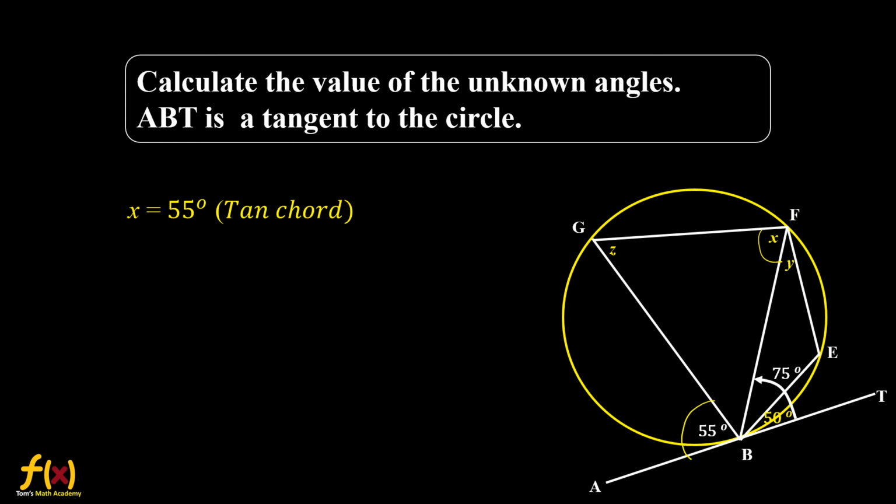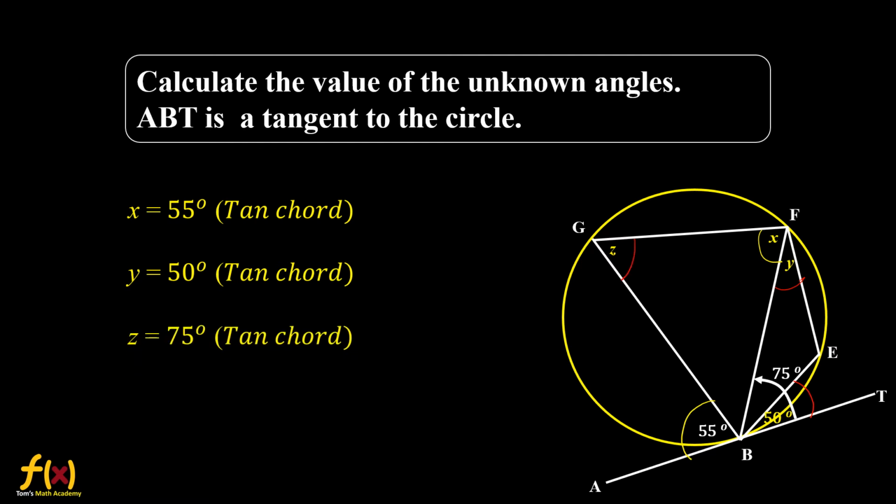Let's move on to Y. Concentrate on angle Y. Which chord is subtending angle Y? Think. BE is the chord. Then we have the tangent. At the point of contact, we have an angle between BE and the tangent. That is 50 degrees. So angle Y must be equal to 50 degrees. The same reason.